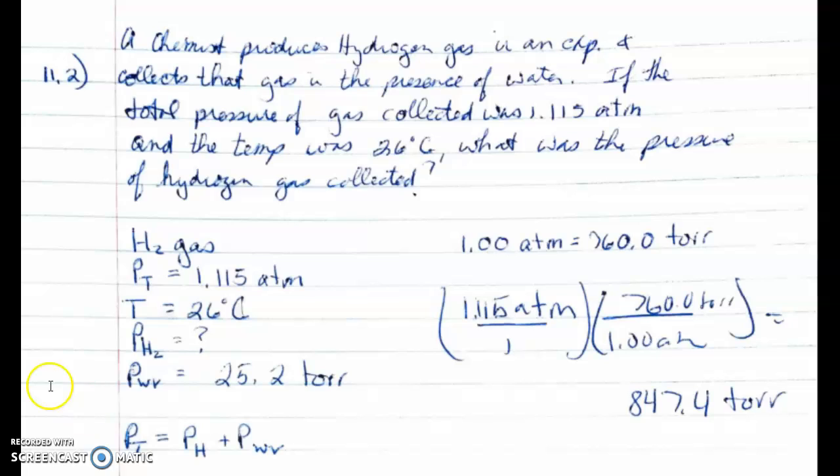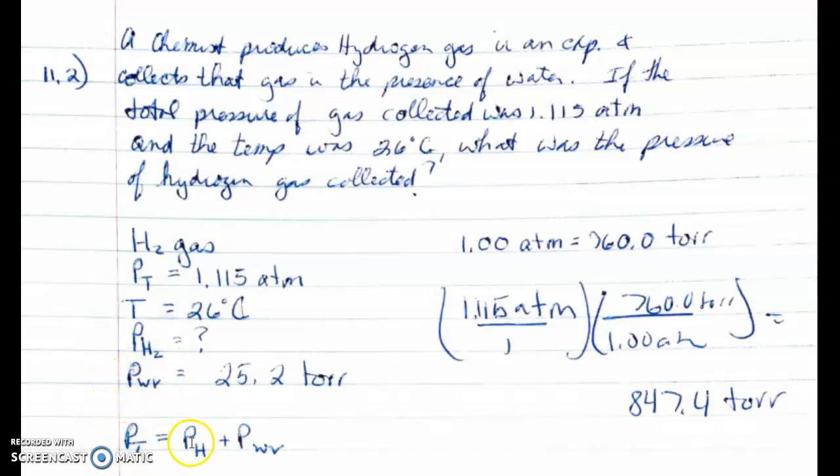And so always when you do these types of problems, write down what you know and what you're looking for, right? We know we're collecting hydrogen gas. We know that the total pressure that the mixture of gas exerts is 1.115 atmospheres. We know that the temperature during which this experiment is being run is 26 degrees Celsius. We want to know what is the pressure of the hydrogen gas alone, the partial pressure of hydrogen. What we have to remember is that since this phrase right here, in the presence of water, means that the water vapor pressure needs to be factored in as well.